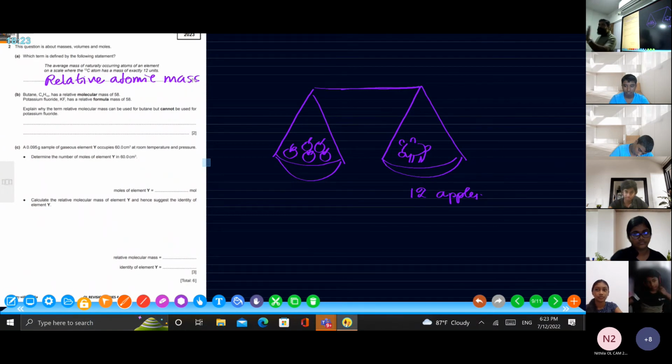But that is not the real mass. It is the relative mass of the puppy. Why do we find the relative mass of the puppy? Because there is no way that we can find the real mass, because kilogram scales are not there, gram scales are not there. Is that clear?